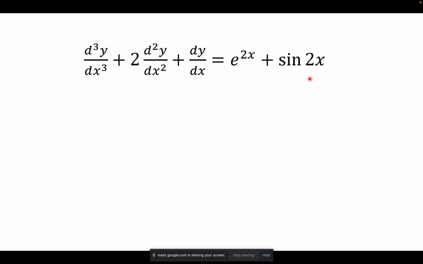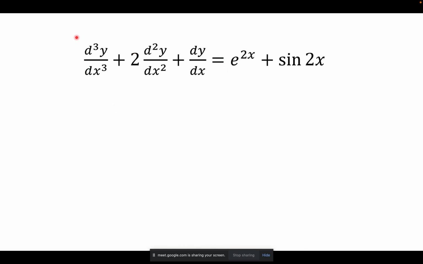Again, you need to find the general solution of this differential equation. Suppose you are given just the second order equation. In order to solve it, first you write the complementary function, then you calculate the particular integral, and then you write the general solution, which is CF plus PI. The same you do here.